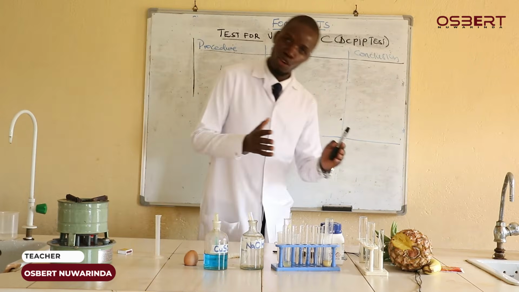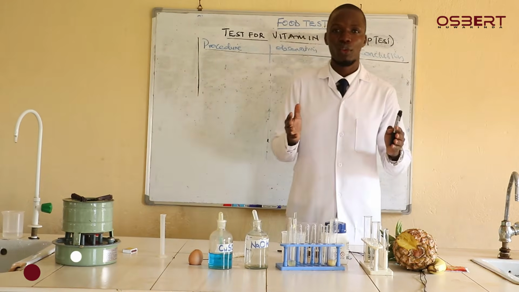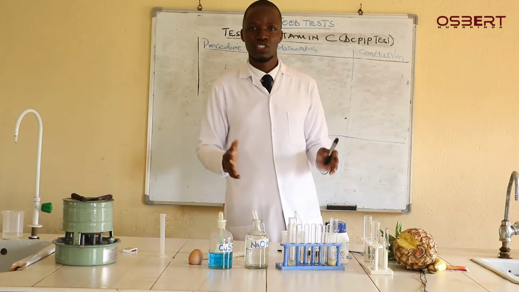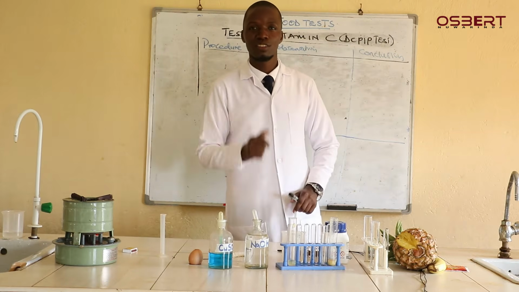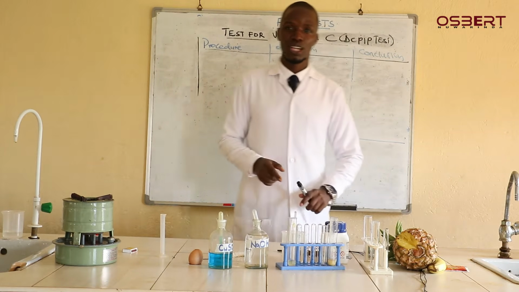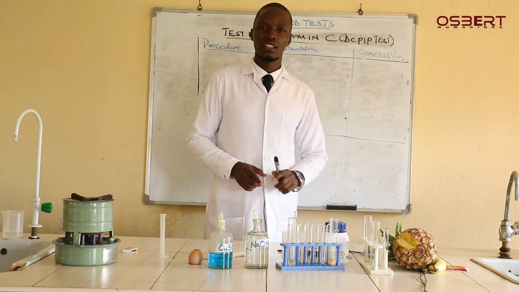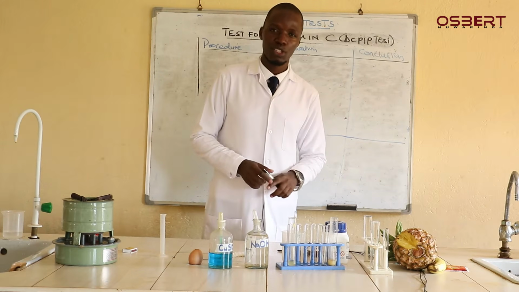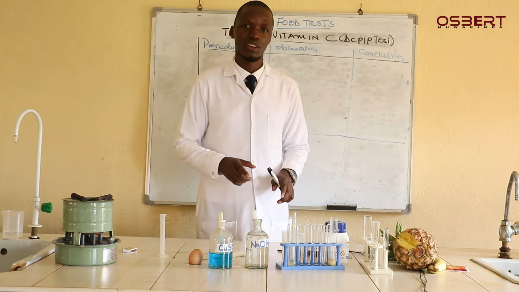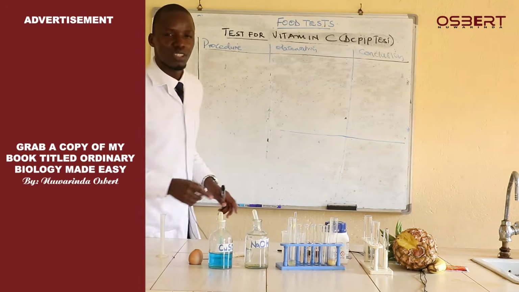Yeah, so we are going to look at the test for vitamin C. I'm still your teacher Osbert Nwarinda. Vitamin C is also called ascorbic acid. This is present in very many fruits, which mostly are citrus fruits like oranges and so on and so forth. How do we test for it?